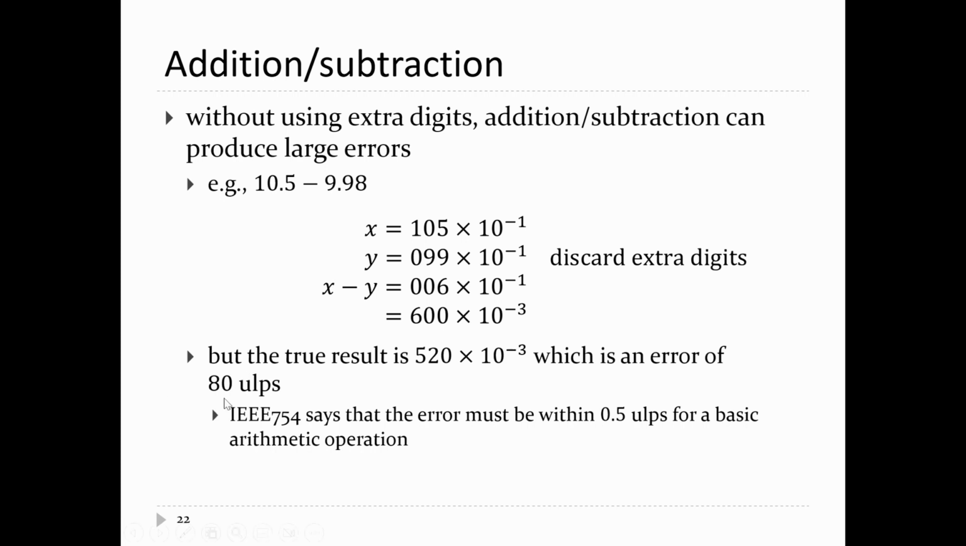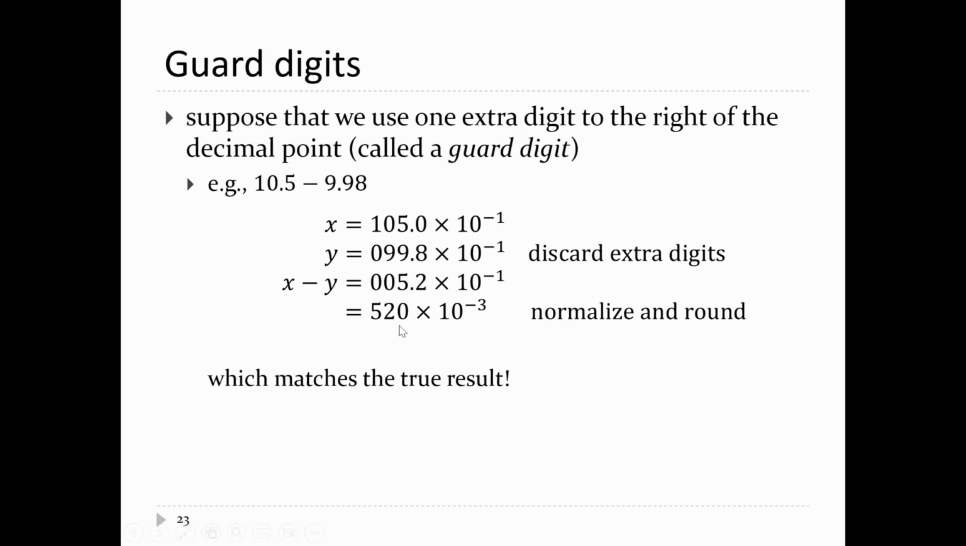Now, how big is that error? That's 80 ULPs of error, which is enormous, because the standard says whenever you do basic arithmetic with two floating point numbers, your answer must be within half an ULP of the correct answer. And this is 80 ULPs, so we're 160 times too big. So we can't do arithmetic this way. So how do we solve the problem?